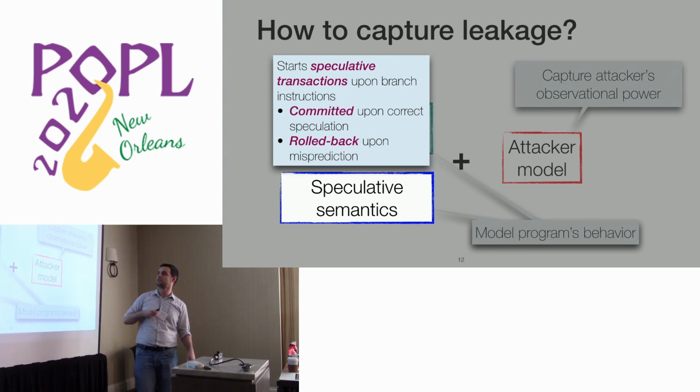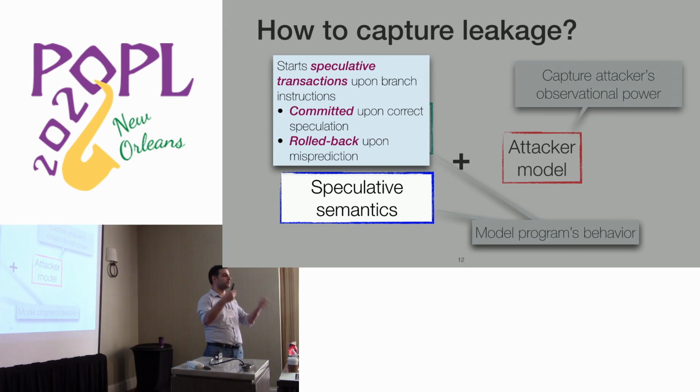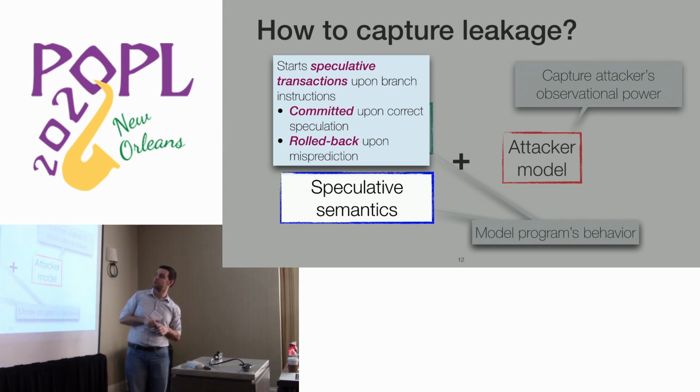Concretely, what the semantics does is that whenever we execute a branch instruction, we start what we call a speculative transaction, and we query the prediction oracle for knowing where to go and for how long to speculate. And then we go down and execute the speculative transaction. At the end of the speculative transaction, we check whether the prediction was correct or not. In one case we commit, in the other case we discard the changes, and we restart from the correct branch.